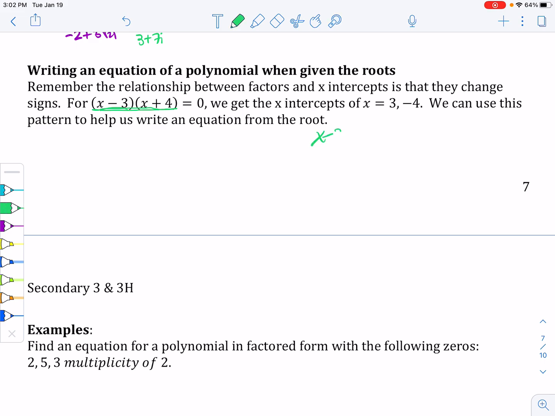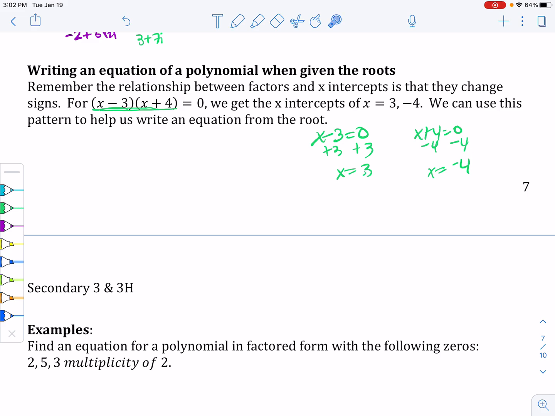That's really because we're doing x minus 3 equals 0. So then we add 3, so x is 3. And x plus 4 equals 0. We want to undo adding 4, so we subtract 4, so we get negative 4. Right? So we can use this same kind of process, but just backwards.